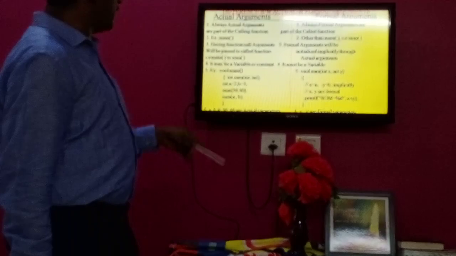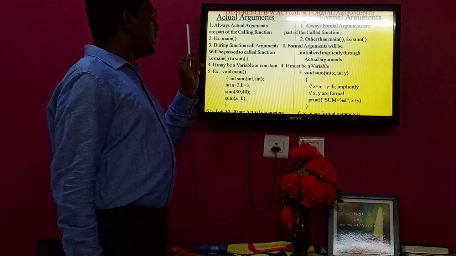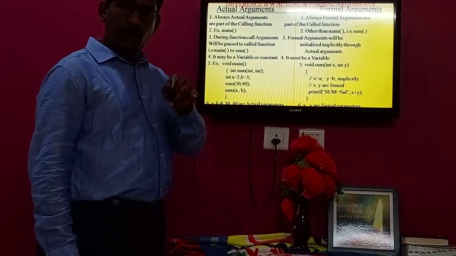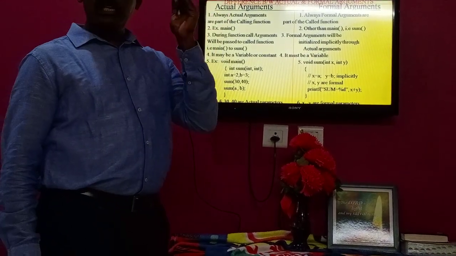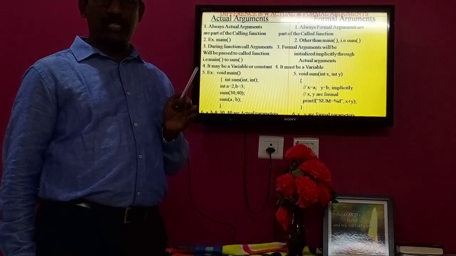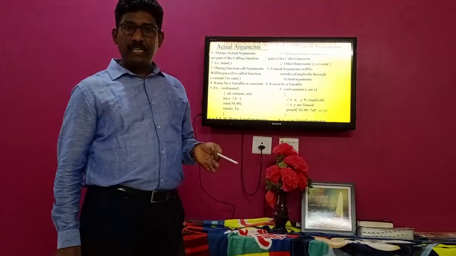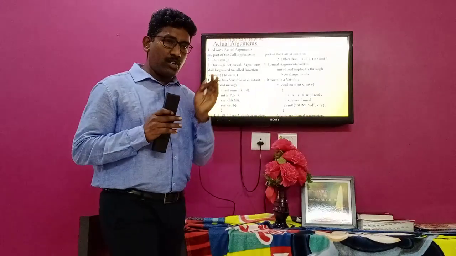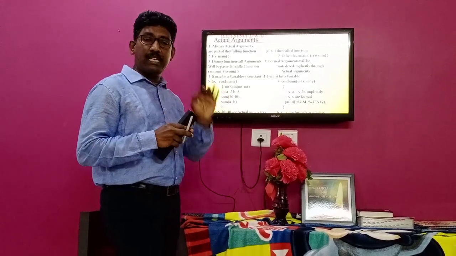See, this is the difference between actual arguments and formal arguments. In the case of actual arguments, always actual arguments are part of the calling function. In the program discussed just now in the previous slide, add function and display function are function definitions, and the main function is also highlighted with black color text. That main function is called the calling function. Whatever function calls another function is the calling function, here the main function.